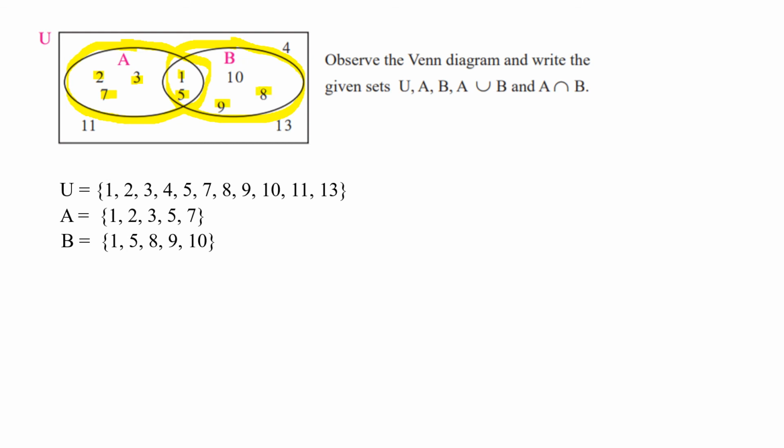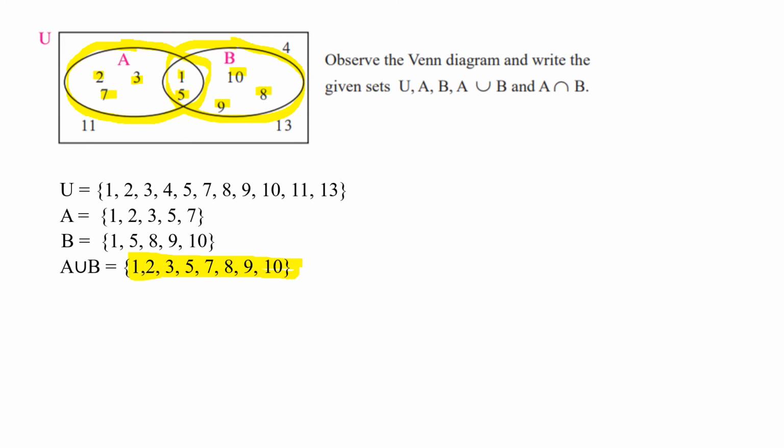So you will arrange and write 1, 5, 8, 9, 10. Now our next, what is given? You have to find A union B. Now students, A union B means both. See the shading, A is shaded and B is also shaded. Highlighted means all the elements of both the sets. So what will come? 1, 2, 3, 5, 7, 8, 9, 10. Can you see now? Okay.